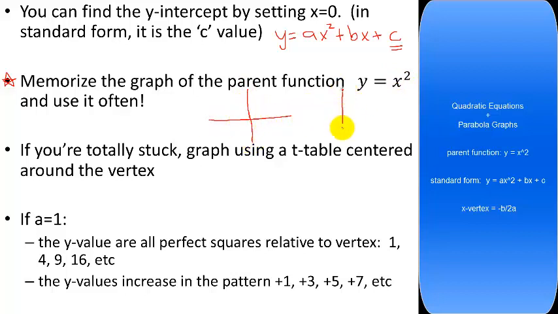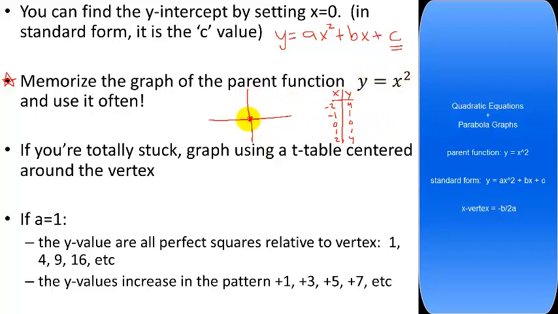If you make a t-table for x and y, for this function y equals x squared, if you plug in negative 2, squared is 4. If you plug in negative 1, squared is 1. If you plug in 0, squared is 0. If you plug in 1, squared is 1. And if you plug in 2, squared is 4. And you notice that the negative side is symmetrical to the positive side. That will happen for all parabolas. They're always symmetrical for the line of symmetry, and in this case the line of symmetry is the axis.